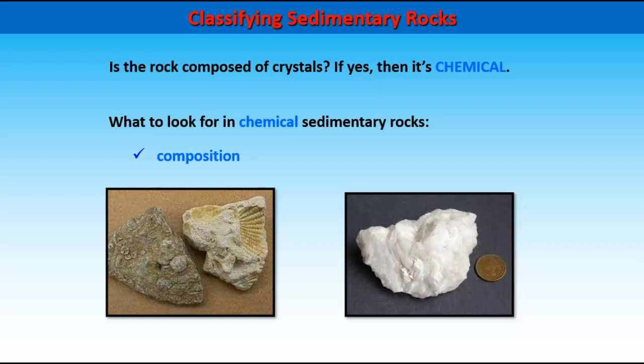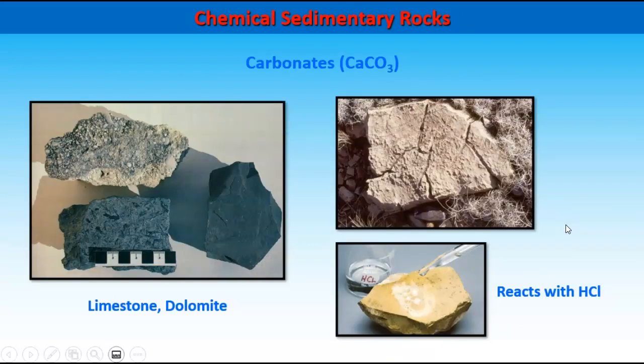It's helpful now to be able to use some of the tests we use to identify minerals, to identify them in this chemical sedimentary rock, which we can then use to name it and of course figure out where it came from. So there are a bunch. We're just going to focus on a couple, and the main one we'll focus on in this class is carbonates.